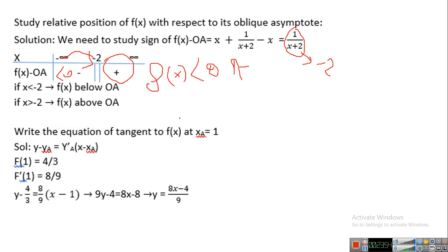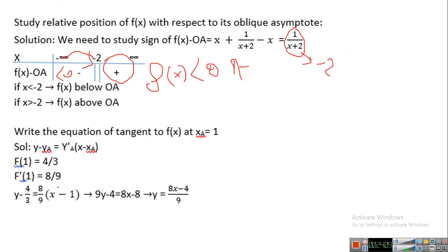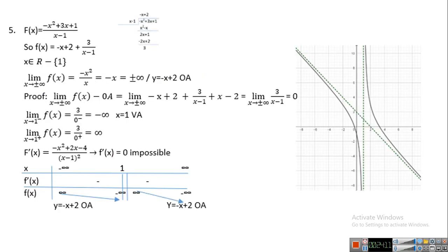Write the equation of the tangent at x equal to 1. You need to find f of 1 and f prime of 1. F of 1 here is 4 over 3. F prime of 1, if you do it here, it will be 8 over 9. So you replace it and you get the answer.